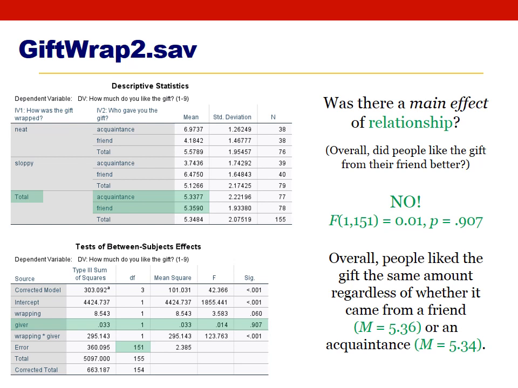People who got a gift from an acquaintance had a mean of 5.34. People who got a gift from a friend had a mean of 5.36. And again, those means are not significantly different. So our conclusion here is going to be people liked the gift the same amount, regardless of whether the gift came from a friend or from an acquaintance.